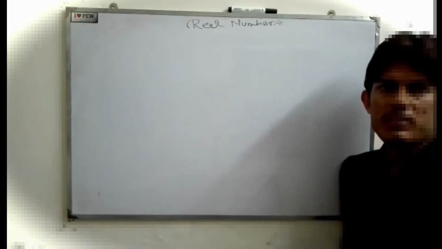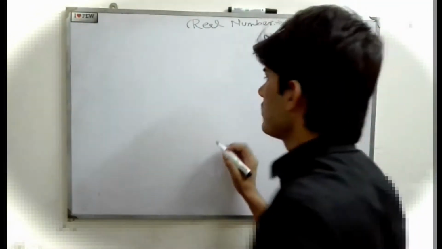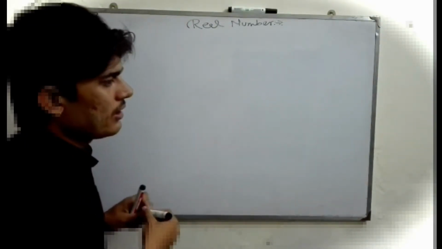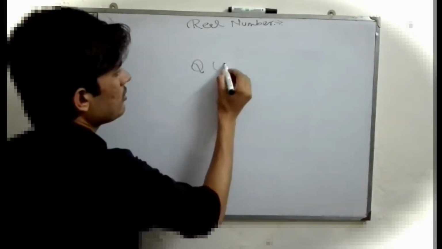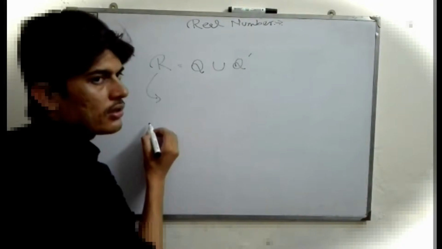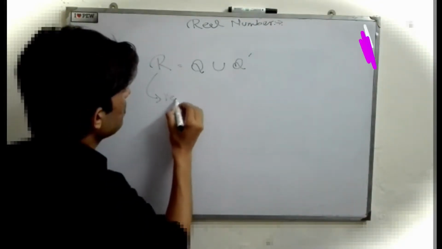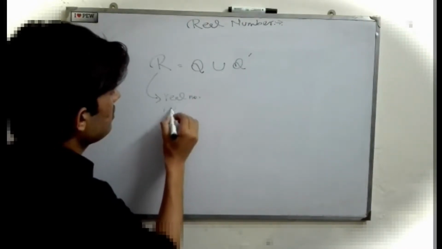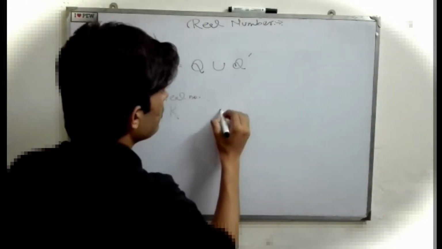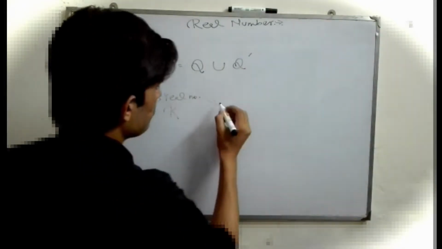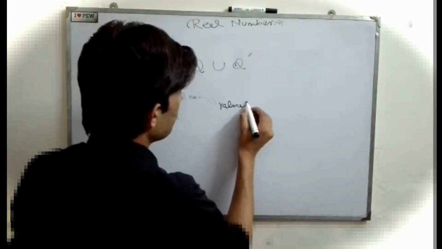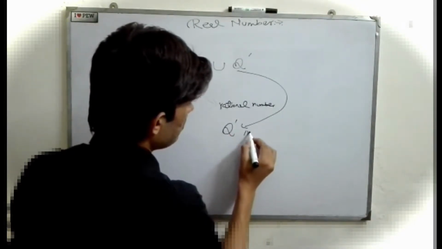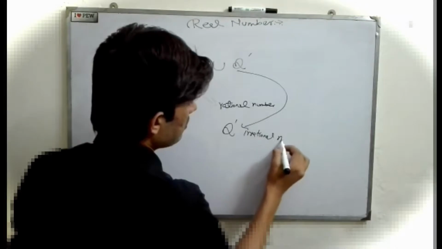So a real number may be defined as the combination of rational numbers and irrational numbers, or you can define it as the union of rational numbers and irrational numbers. Here R is the real number, meaning that we denote the real number by the capital letter R, while this Q is your rational number, and this Q bar is your irrational number.